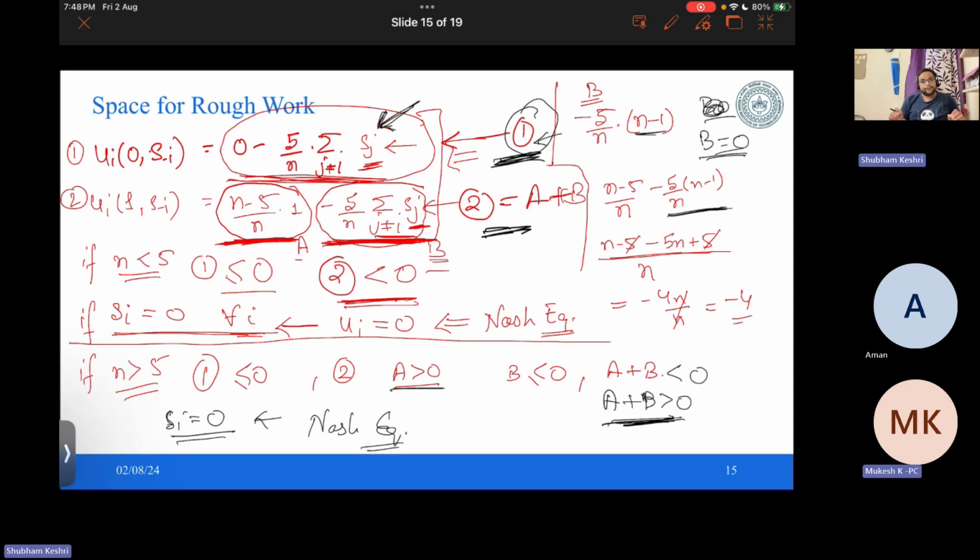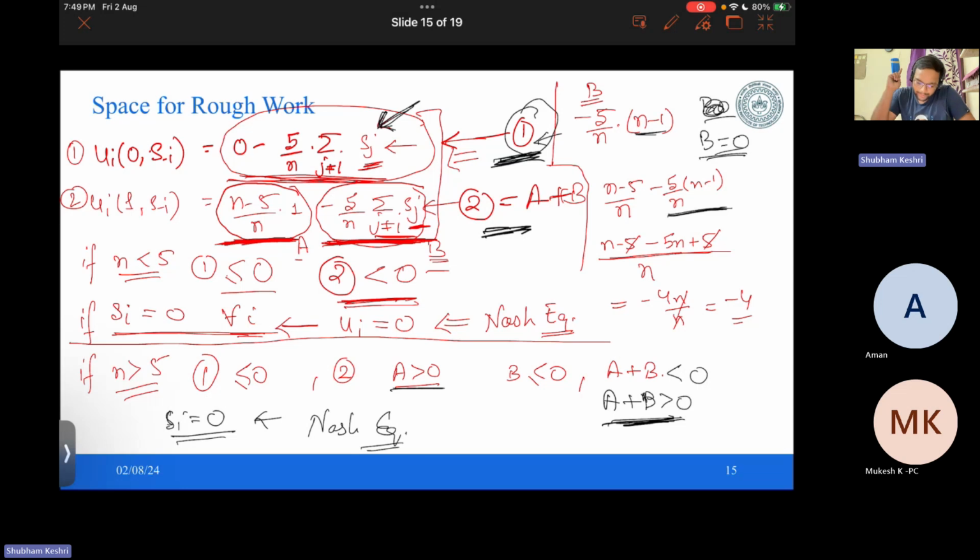Correct. Therefore, it will become Nash equilibrium. That is the best they can do, because if somebody plays 1, term 1 will become negative. No, but SJs are playing 0, but SI is 1. He's playing 1. In term 2, we are saying all SJs are 0. Yes, but UI, SI is 1.